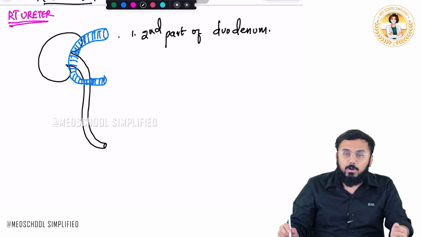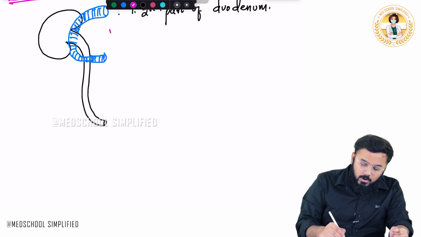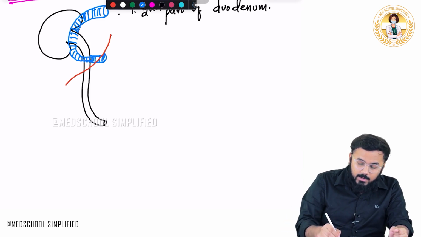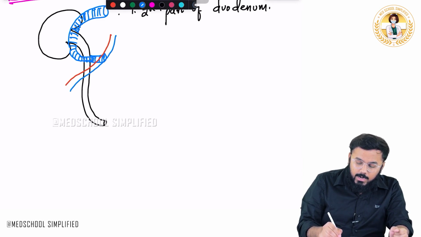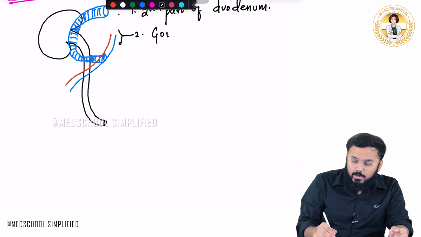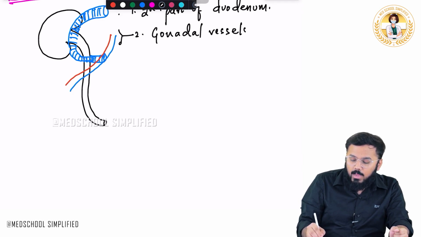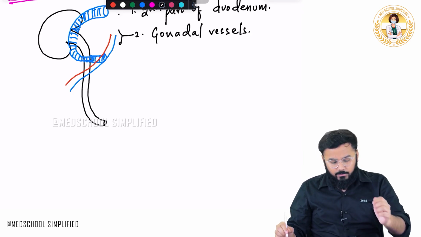Now after the second part of the duodenum, you have an artery that is passing like this. In the same way, you have a vein passing in front of this. These structures are called gonadal vessels, meaning the gonadal artery as well as the gonadal vein.